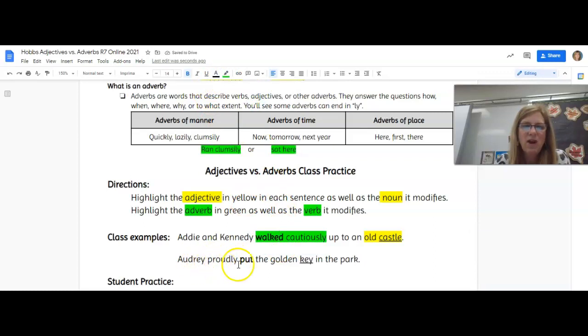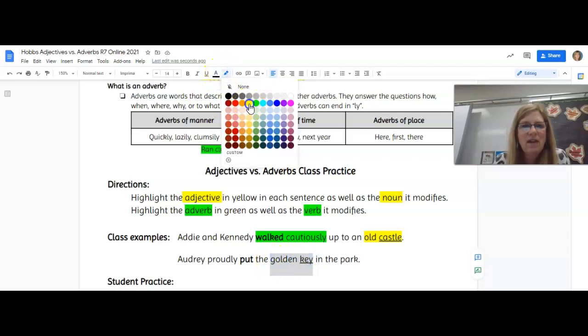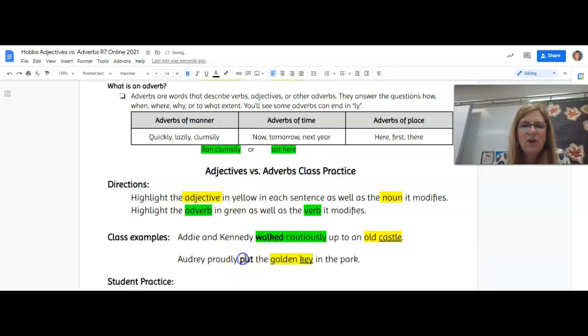Next one, Audrey proudly put the golden key in the park. Key is the noun. What kind of key? Golden key. So you're going to highlight those two yellow. She proudly put. Put is the verb, the action. How did she put it? Proudly. So you're going to highlight those two in green.